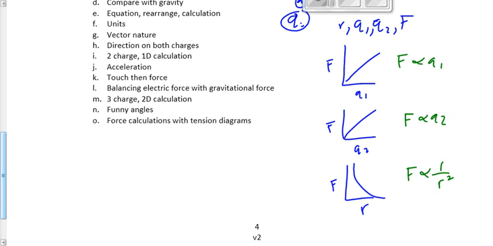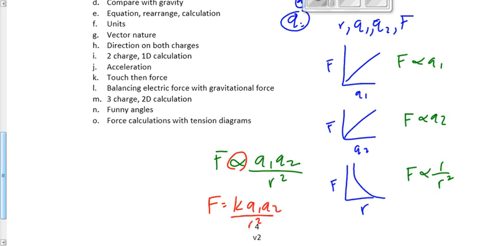Put them together: F is going to be related to Q1 Q2 over R squared. And that little proportionality symbol just gets replaced with a constant, K. So F equals K Q1 Q2 over R squared. There's Coulomb's law.